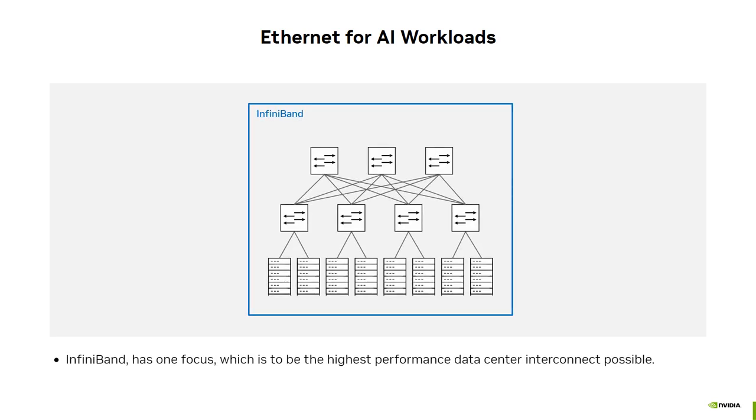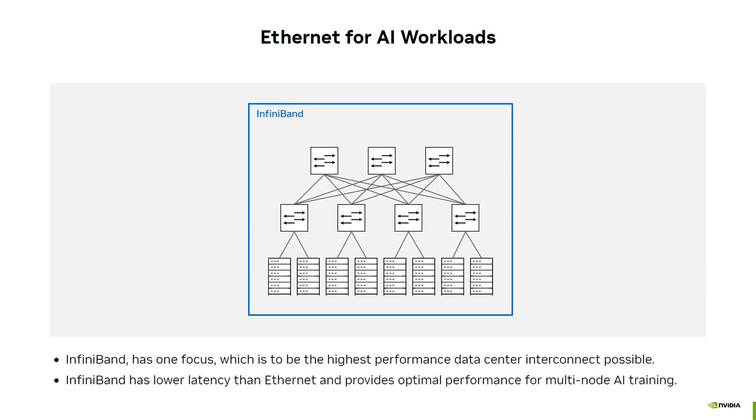InfiniBand, on the other hand, has one focus, which is to be the highest performance data center interconnect possible. InfiniBand has lower latency than Ethernet and provides optimal performance for multi-node AI training.